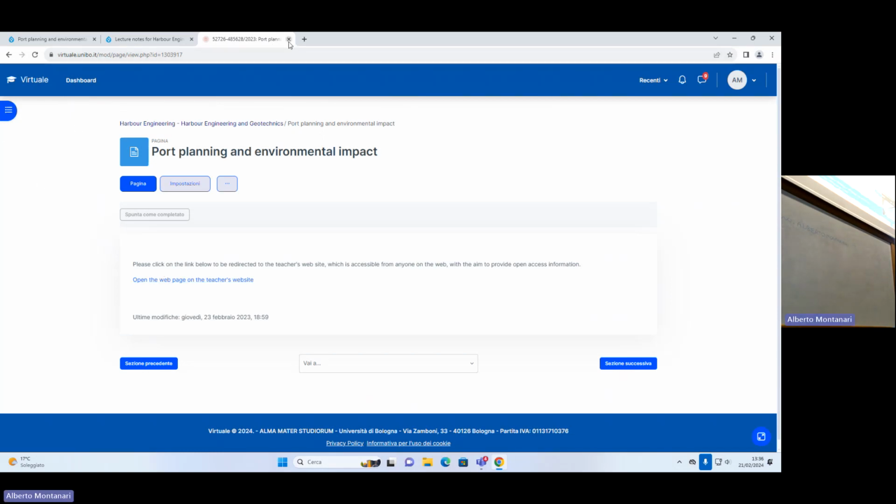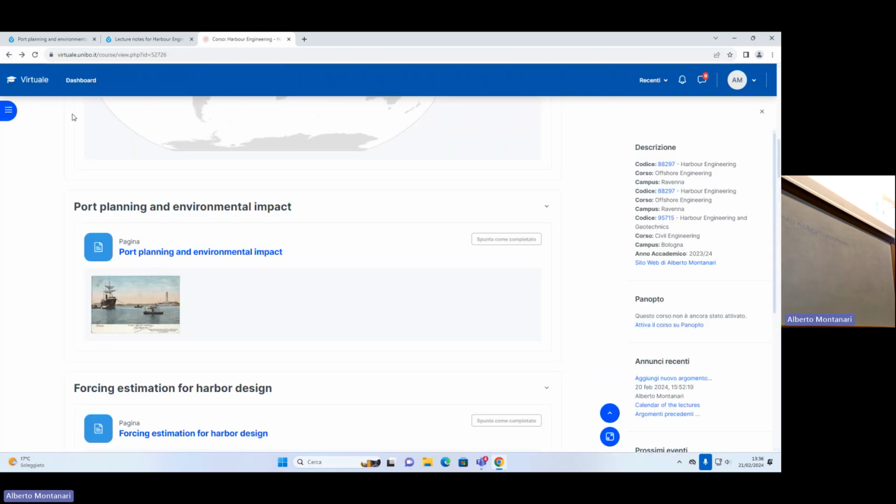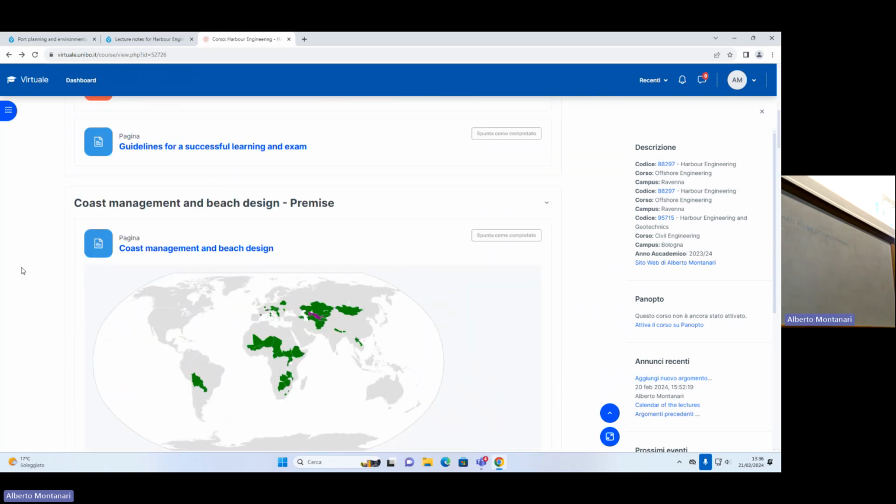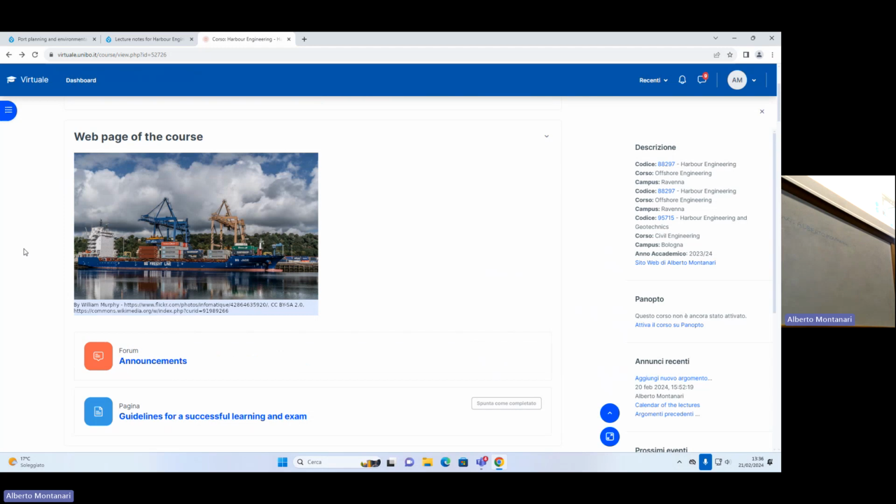I don't like Virtuale because it's not open. I am a fan of open everything: open education, open access, open data, open science. And Virtuale, unfortunately, is not open. So one day you will not be a student at the University of Bologna anymore, and you will not have access to Virtuale anymore, while you will have access to my website because it's open, until I survive, of course. And so this is why I don't go directly on Virtuale, but I first go on my website.